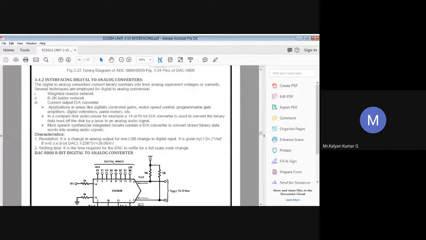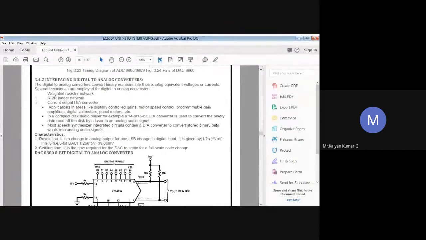Now we'll see the classifications of D2A converters. Normally you can classify them into three broad categories: current output, voltage output, and multiplying type DAC. The current output DAC provides analog current as the output signal. So the output signal is going to be current.